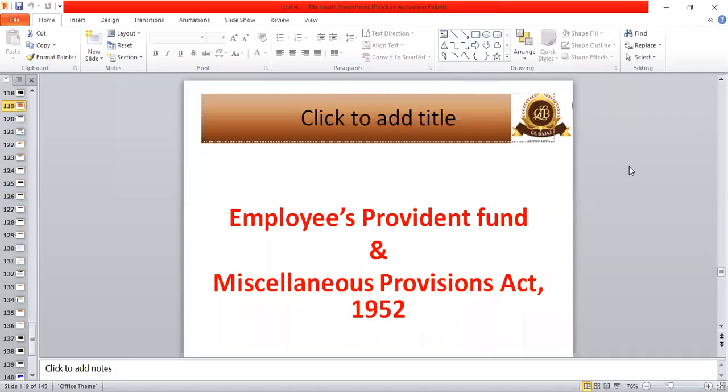So we are going to discuss the Employees Provident Fund and Miscellaneous Provisions Act 1952. In this, we have already discussed the introduction part, why Employees Provident Fund is important and what different benefits are provided to the employees when this EPF Act talks about different social security benefits and financial security benefits. What are the different obligations on the employer, what is the contribution, and how employees can extract their different benefits out of this EPF Act 1952. We have already discussed this part in the previous session.